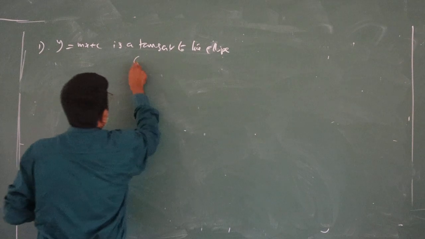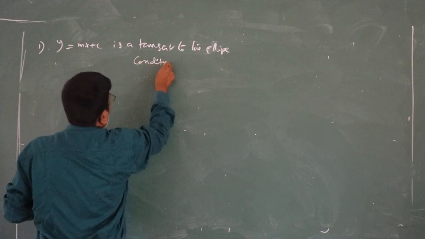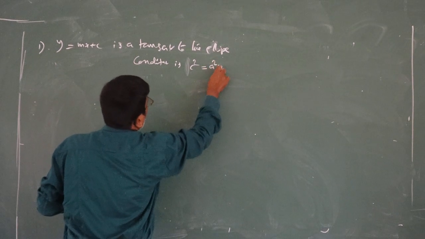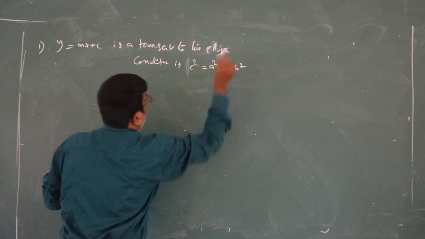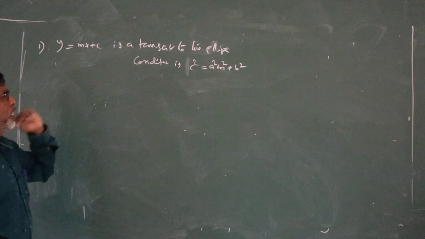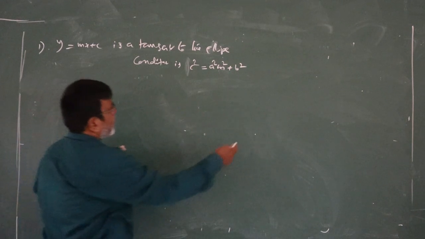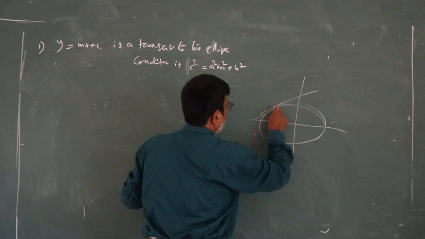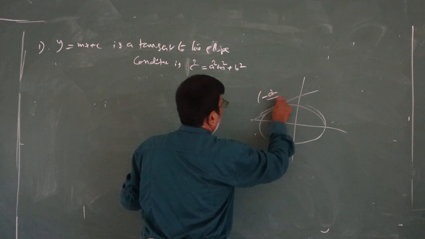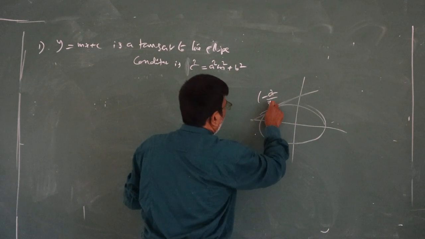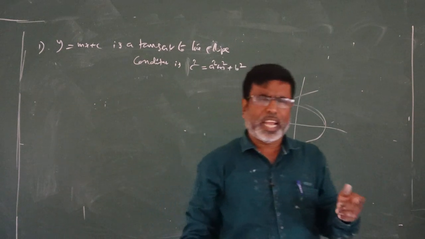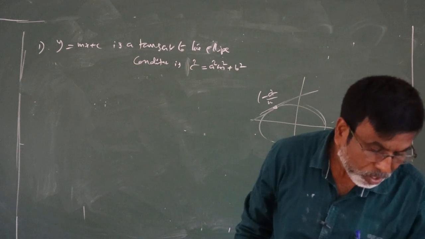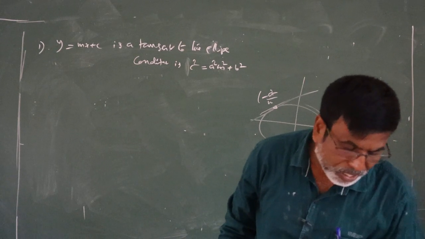So the condition is c square equal to a square m square plus b square. This is the condition for the tangent, right? So this is the tangent to the ellipse, and it touches at the point minus a square m by c. So the point of contact where it touches, remember that.